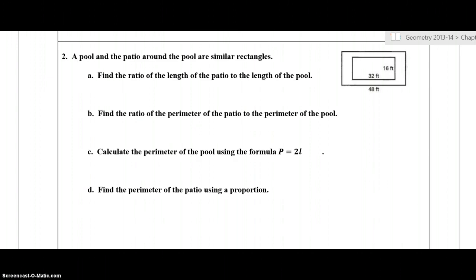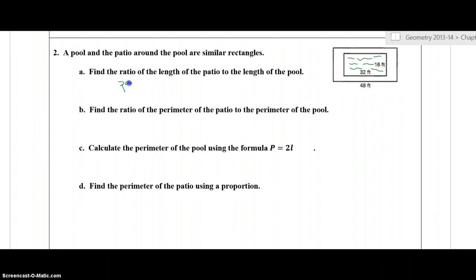Okay, so now let's look at how this example is just a little bit different. A pool and a patio around the pool are similar rectangles, okay? So in here, this is your pool, this is your water, yes? And then you have the patio that goes around the pool. So it says find the ratio of the length of the patio to the length of the pool. So we're going to do patio over pool. That's the order in which you need to do it.